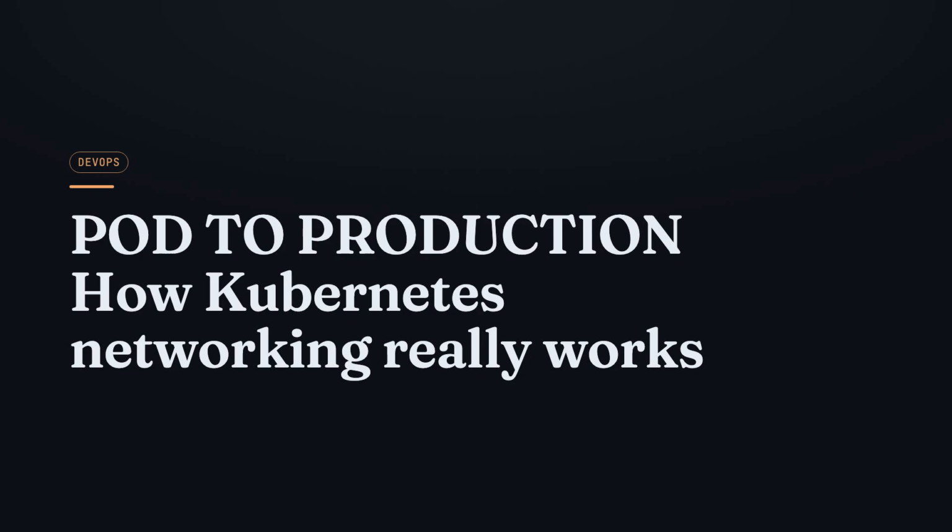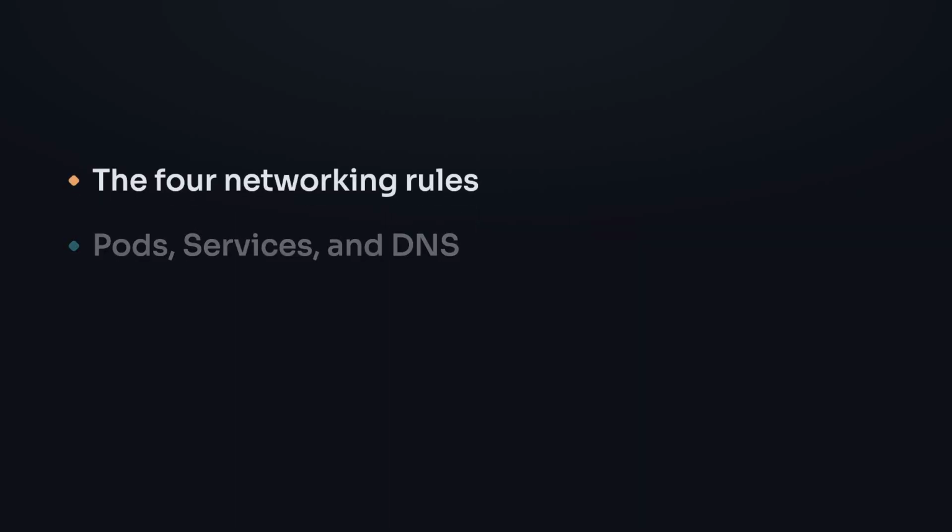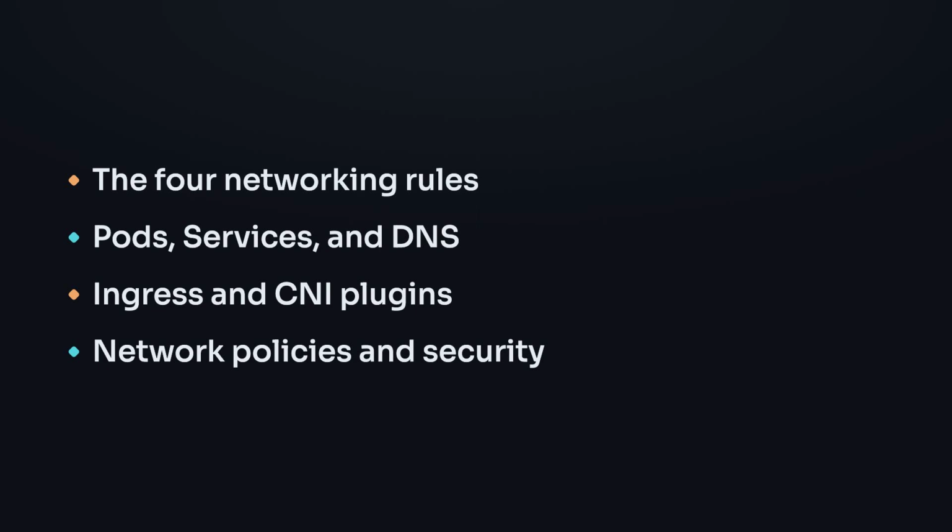In this video, we unpack that model layer by layer, from a single pod all the way to production traffic entering your cluster. Here is the roadmap. We start with the 4 networking rules Kubernetes demands from every cluster. Then we look inside a single pod, move up to pod traffic, and introduce services and DNS that give us stable names. After that, we cover the different service types, Ingress for HTTP routing, the CNI plugins that make it all real, and network policies that lock it down. By the end, the whole picture will click.